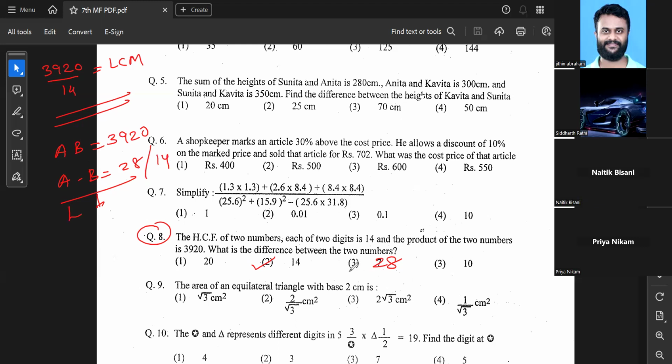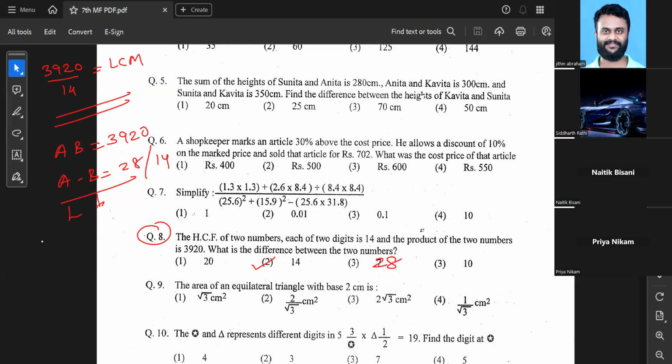Sir, how to do this without trial and error? Sorry. How to do what? Sir, how to do this without trial and error? Sorry, it will be a lengthier method without trial and error. I'll not recommend that. Leave it. We'll waste our time discussing it.